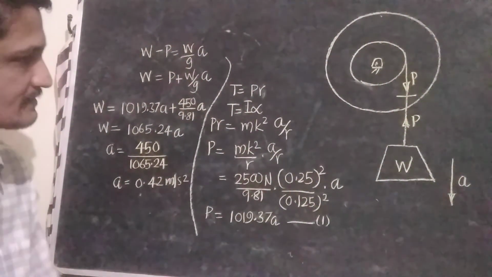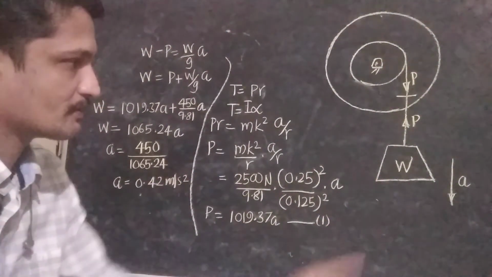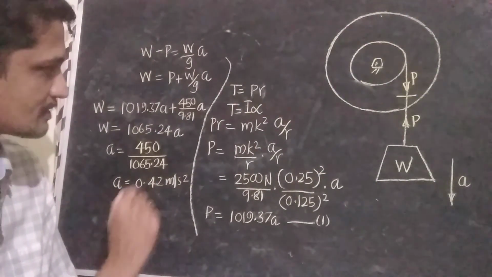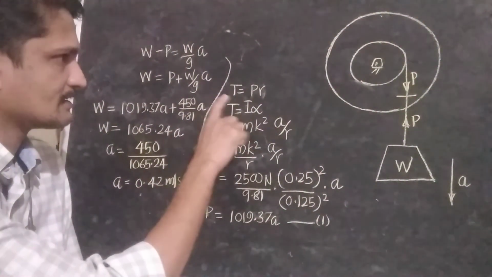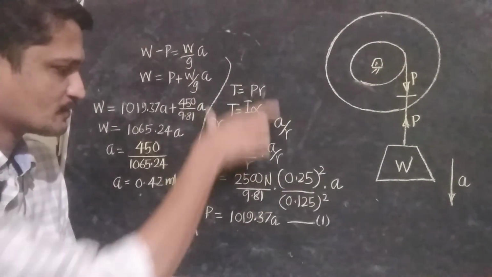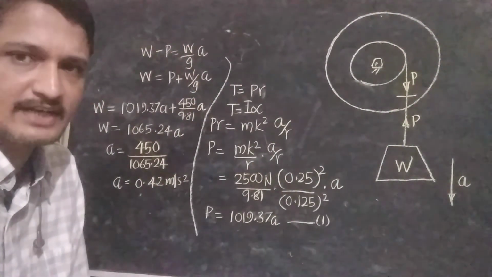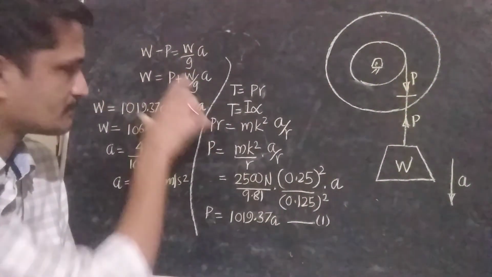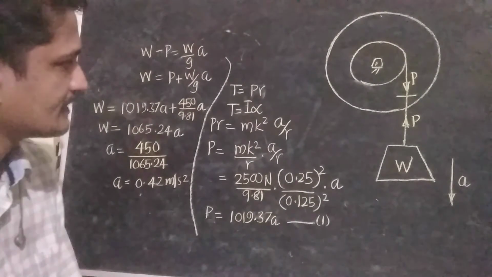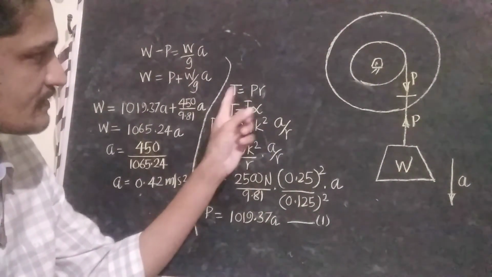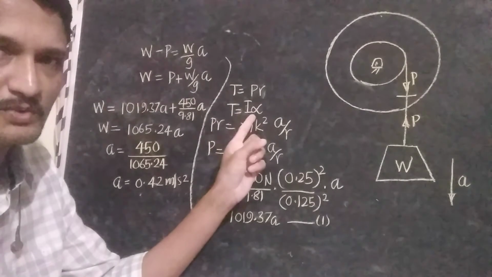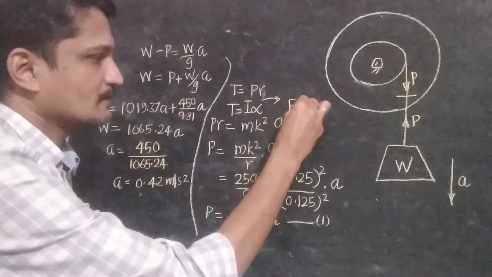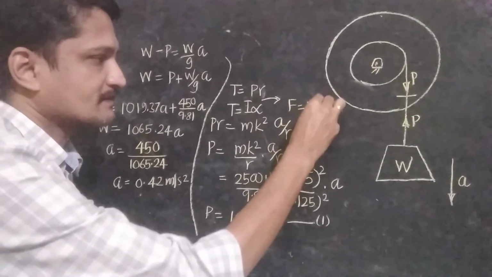This is the acceleration of the freely falling body, the body moving downwards. That acceleration is equal to 0.42 meter per second square. We can easily calculate it by using D'Alembert's principle in rotational motion, and D'Alembert's principle in linear motion also. Here torque is equal to PR, then that same torque is equal to I into alpha. This torque is equivalent to force in linear motion, where force is equal to mass into acceleration.